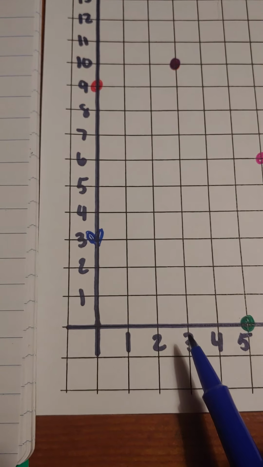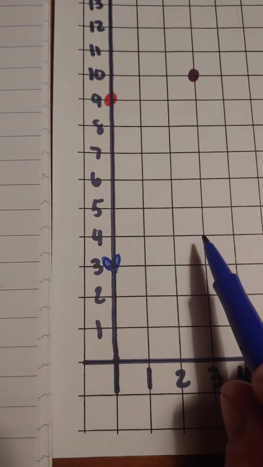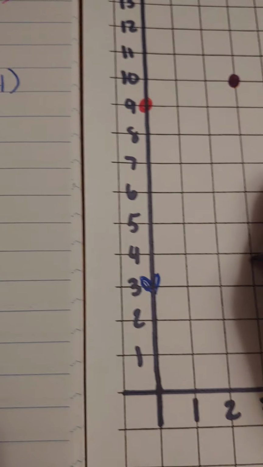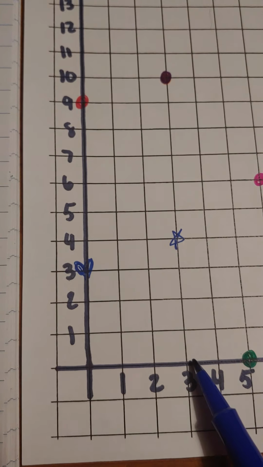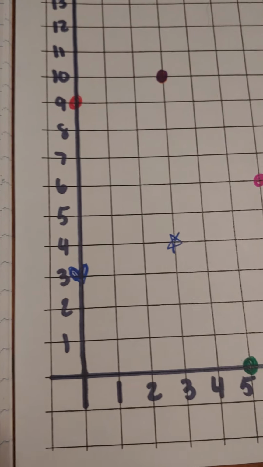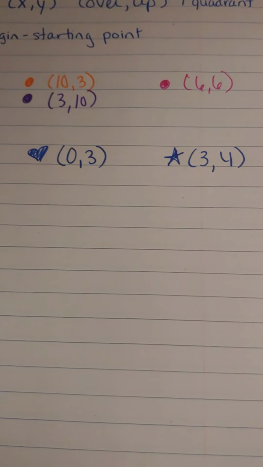And now I have 3, 4. 3, 4 is a star. So I'm going to go over 3, up 4. So right here, I'm going to draw a star. Let's check it again. Over 3, up 4. That's where my star goes. So 3, 4.